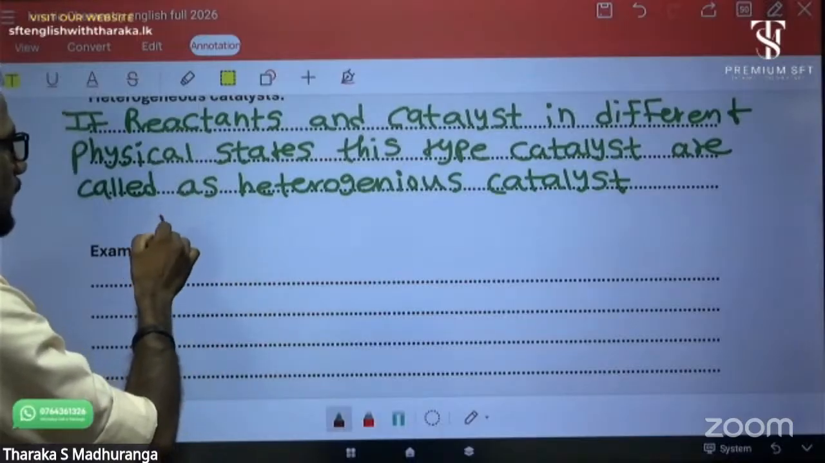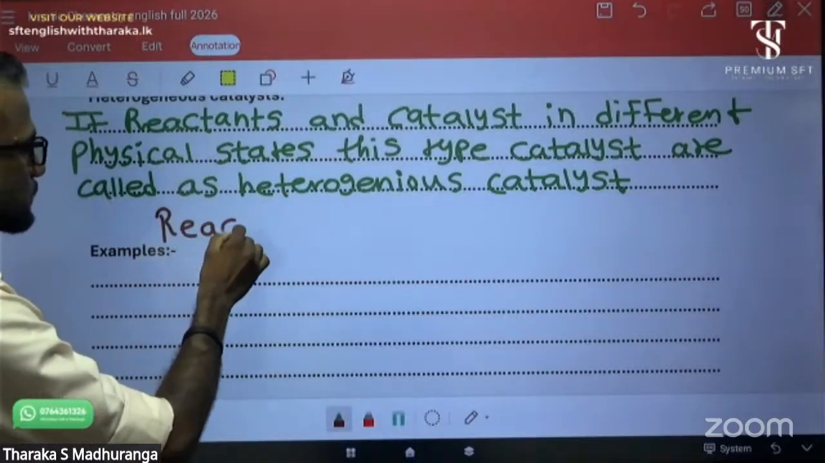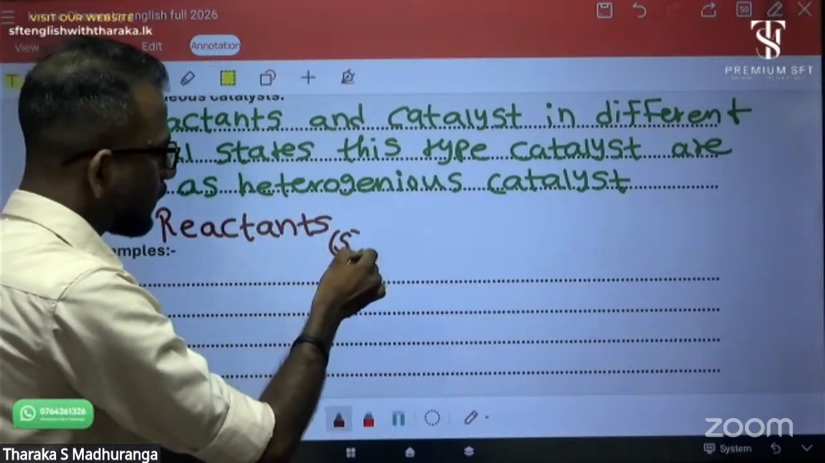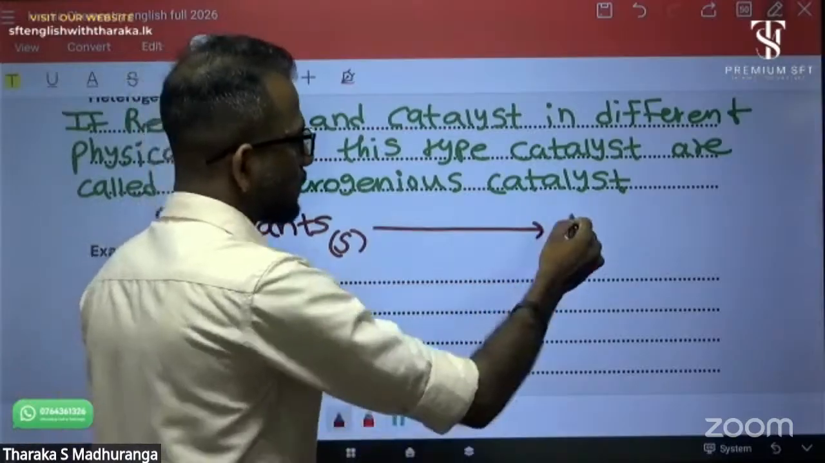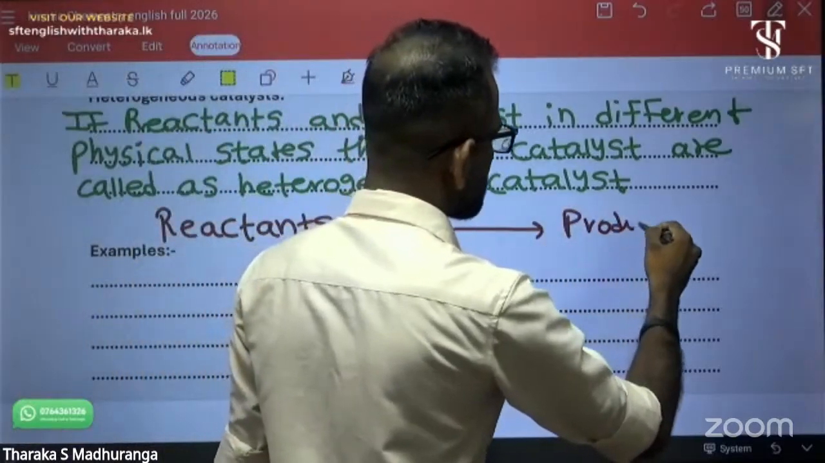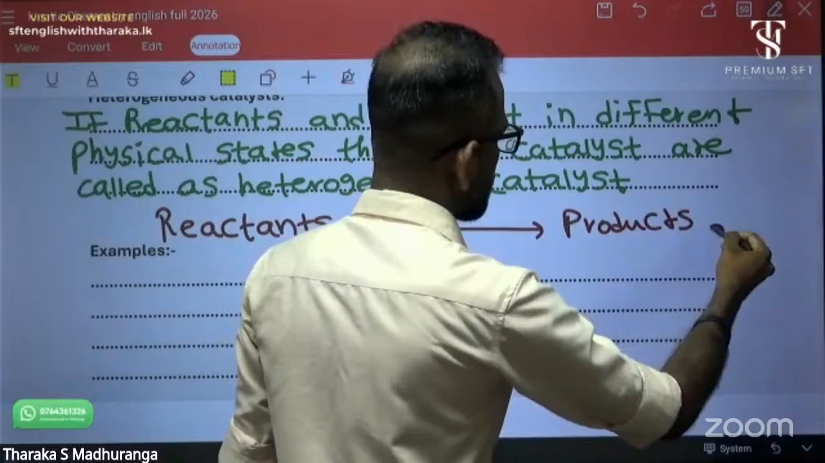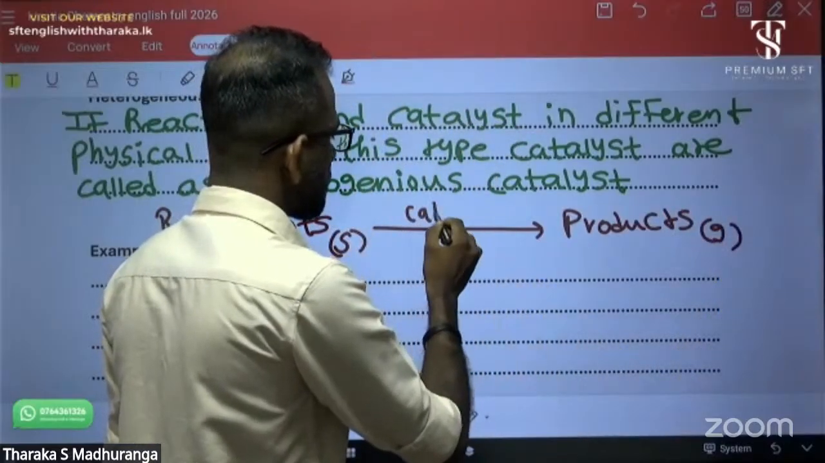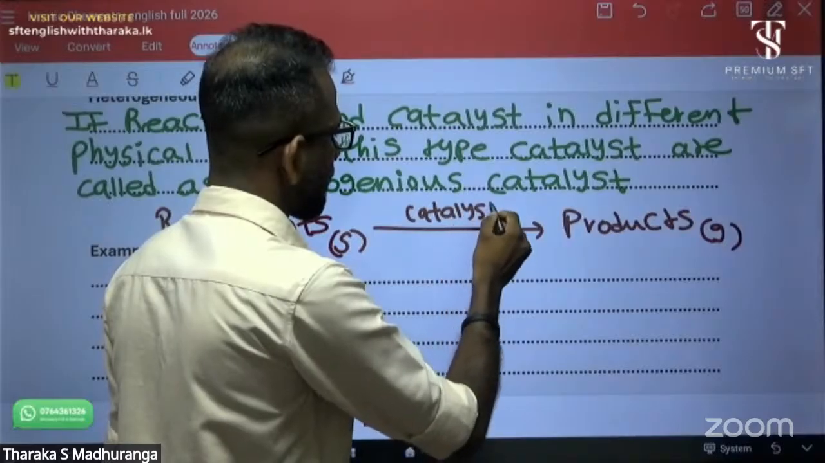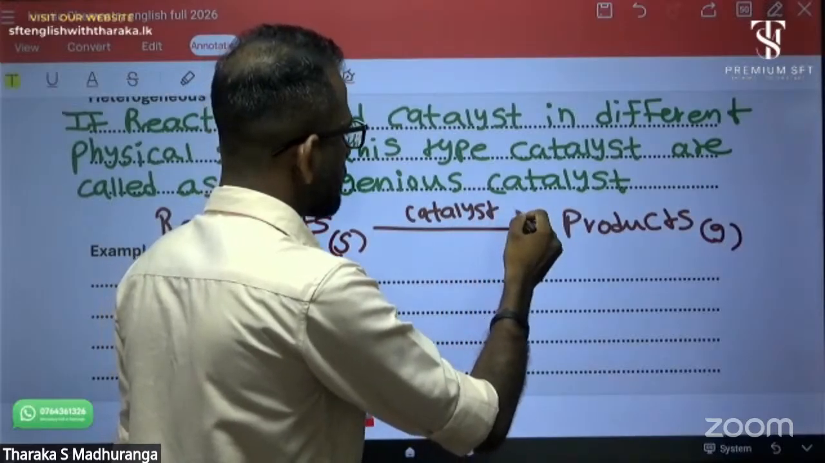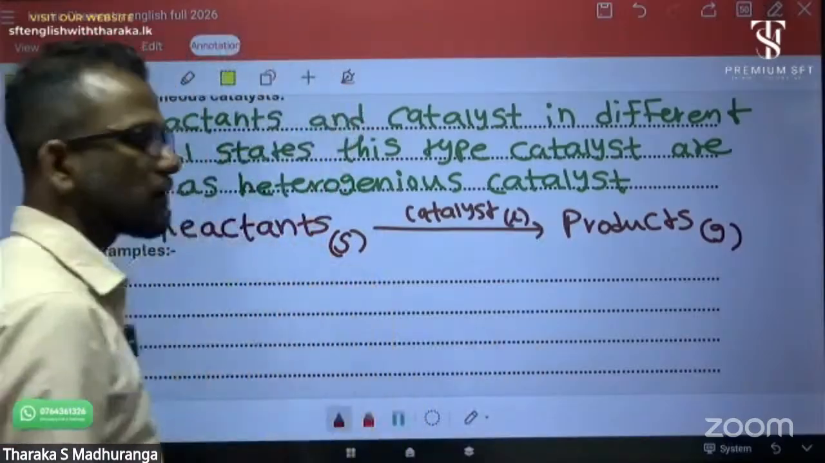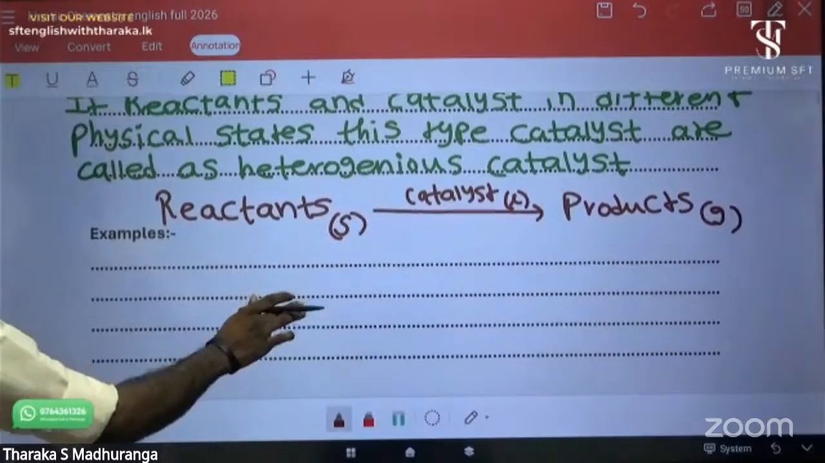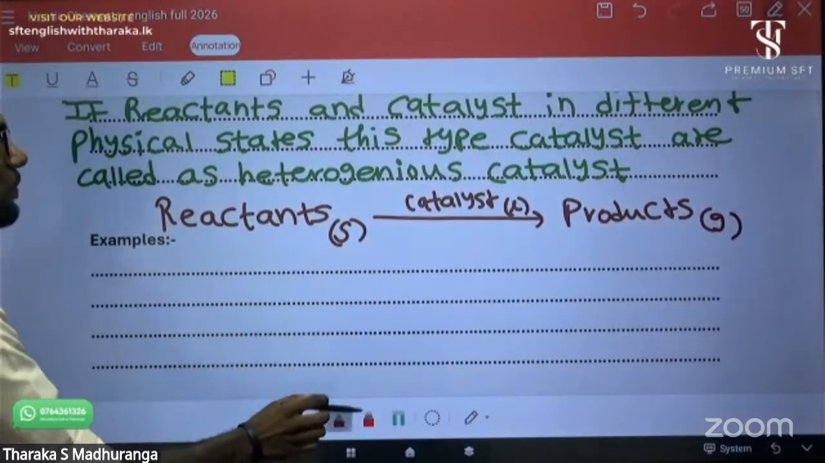Like this: reactants in solid state, the product is gas or something, and the catalyst is liquid. Different physical states. Right. Write down the example.